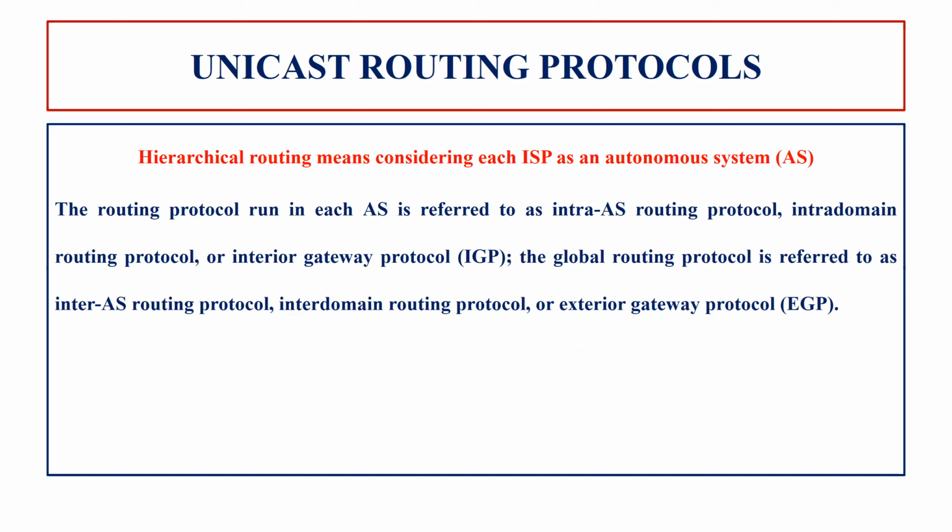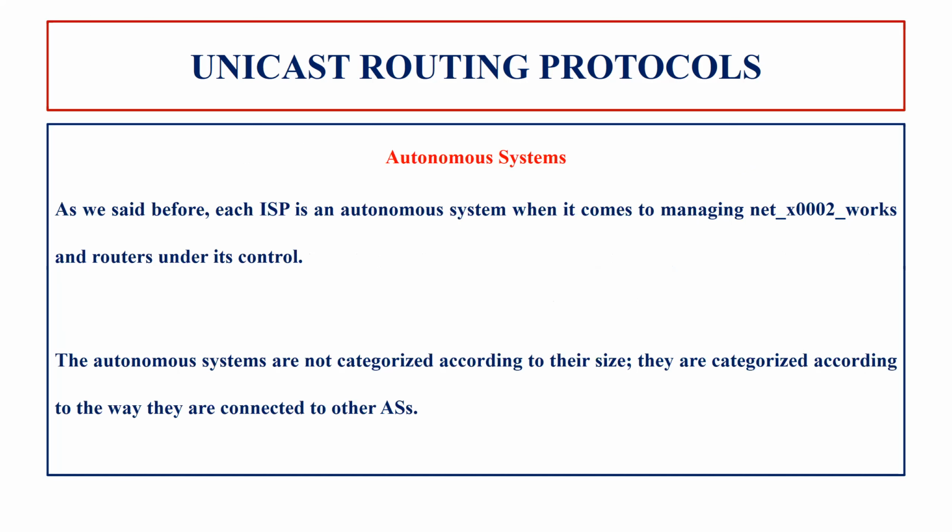The routing protocol running within each autonomous system is referred to as intra-autonomous system routing, and we categorize it as an intra-domain routing protocol or interior gateway protocol. The global routing protocol from one autonomous system to another is the inter-autonomous system routing protocol, the inter-domain routing protocol or exterior gateway protocol. So of the three protocols I listed, the first two are intra-domain, and the last one, the Border Gateway Protocol, comes under the inter-domain routing protocols.